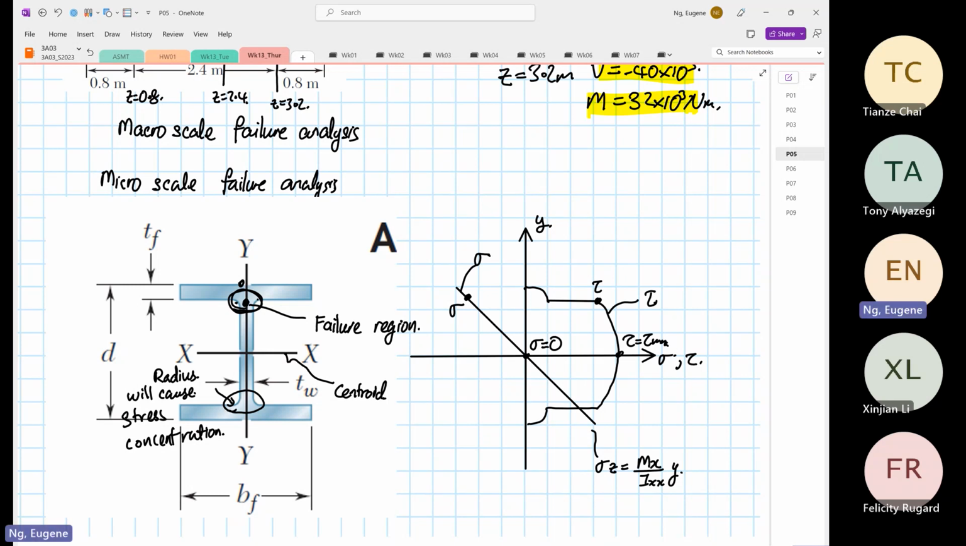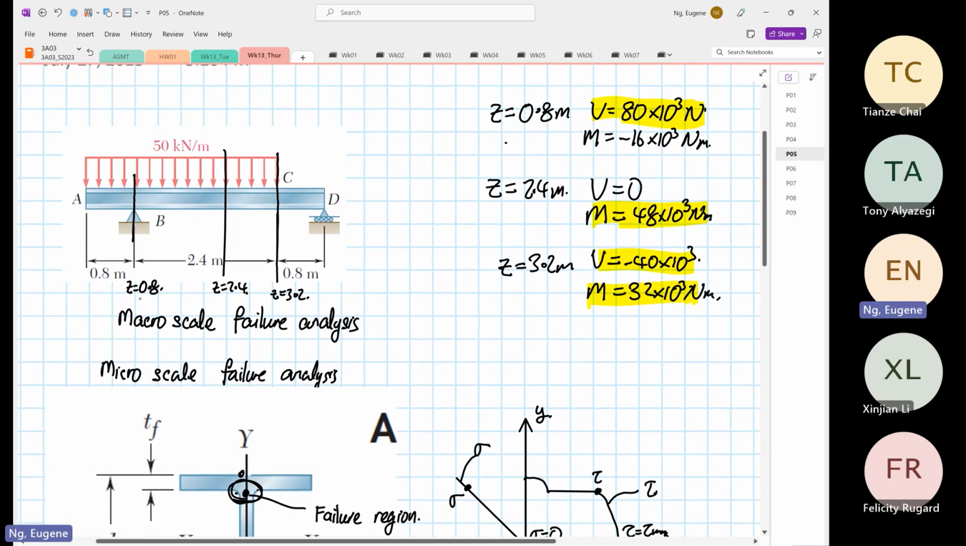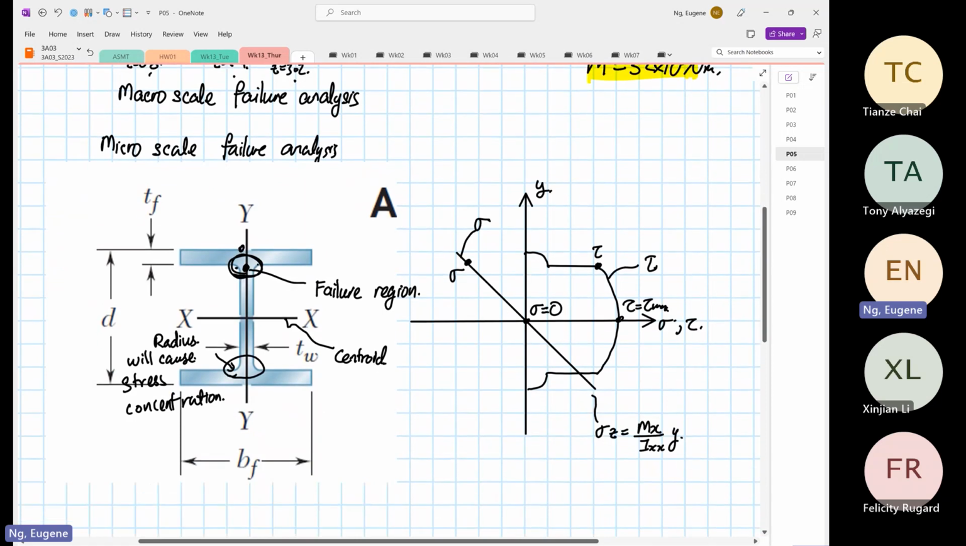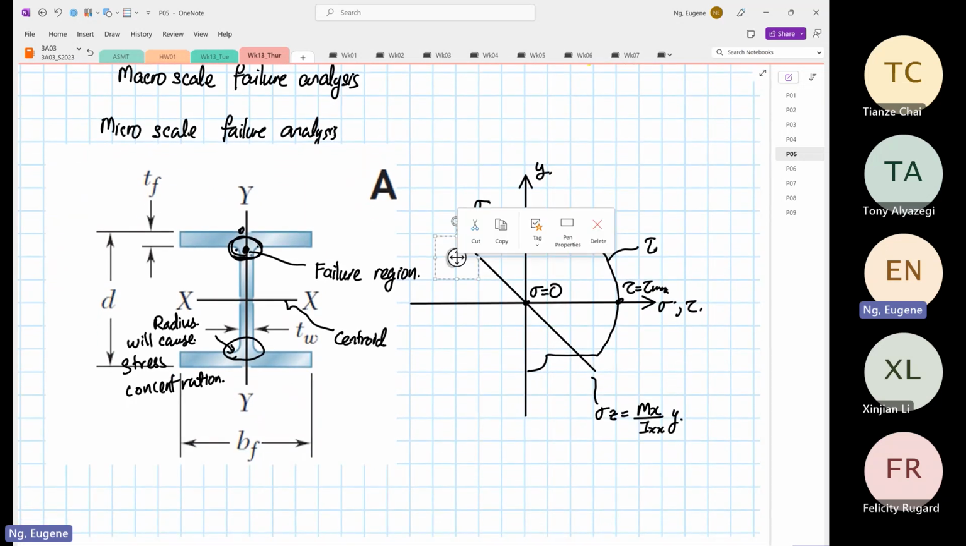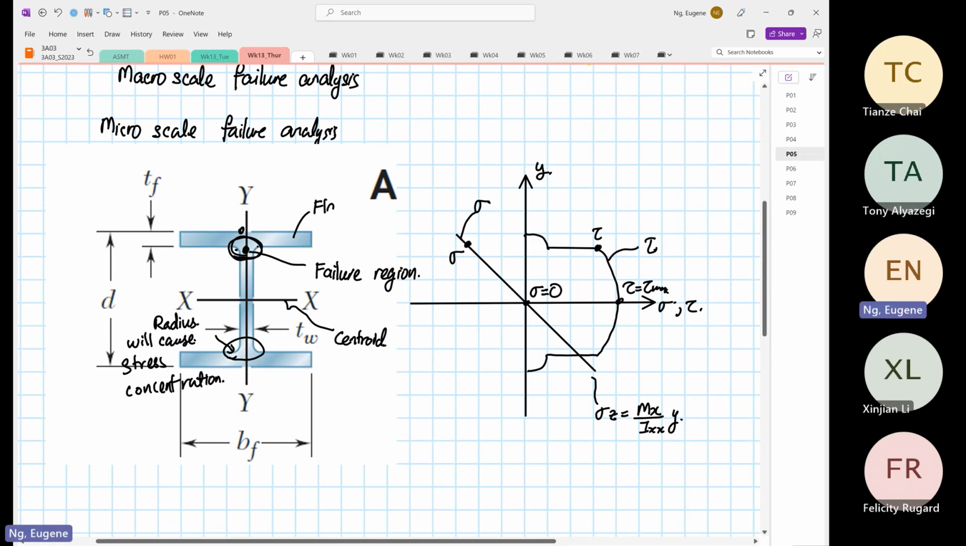So you can see we have found that failure can occur at 0.8, 2.4, 3.2. At microscale, where can it occur? It will occur at the intersection between the flange and the web. So this is the flange, and this is our web. This is a real engineering problem now.